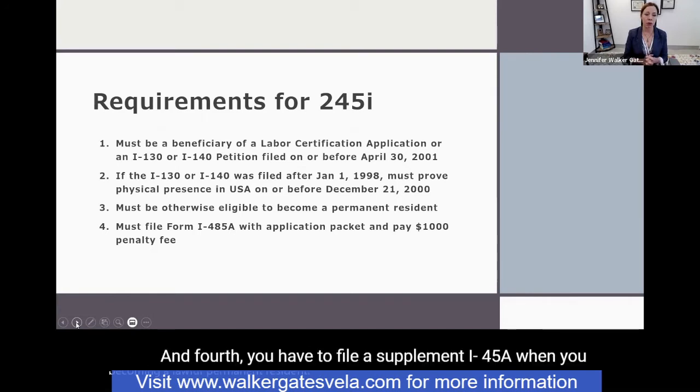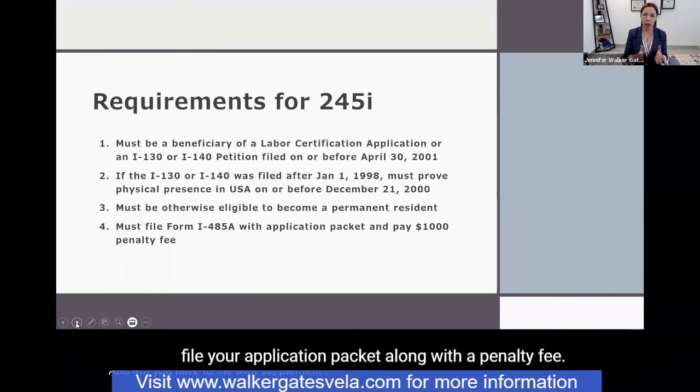And fourth, you have to file a supplement I-45A when you file your application packet, along with a penalty fee. The penalty fee is for that unlawful entry. It's what you have to do to qualify for 245I. If you otherwise qualify, you have to pay that $1,000 penalty fee to be able to get your residency.